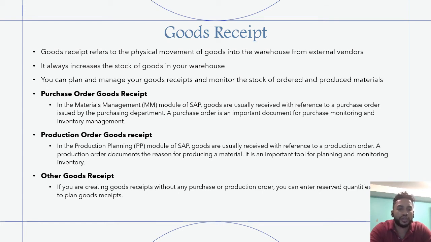Other goods receipts. If you are creating goods receipts without any purchase or production order, you can enter reserved quantities into the planned goods receipts. Okay, so what's the difference? Purchase order goods receipts, production order goods receipts, right? If you're doing a production order, usually you're getting documentation for producing some sort of material.